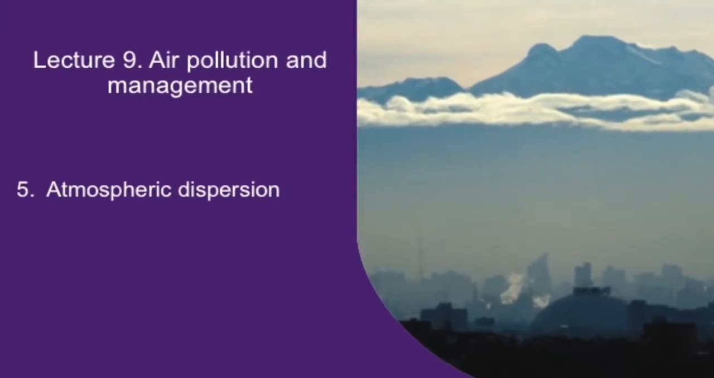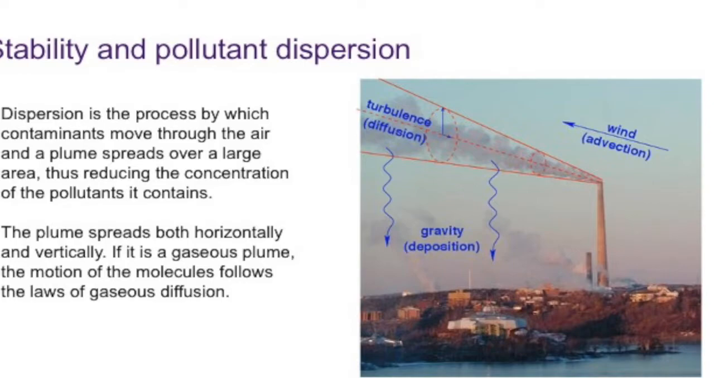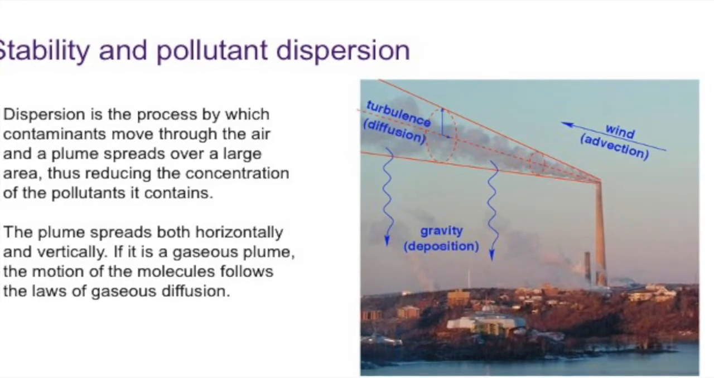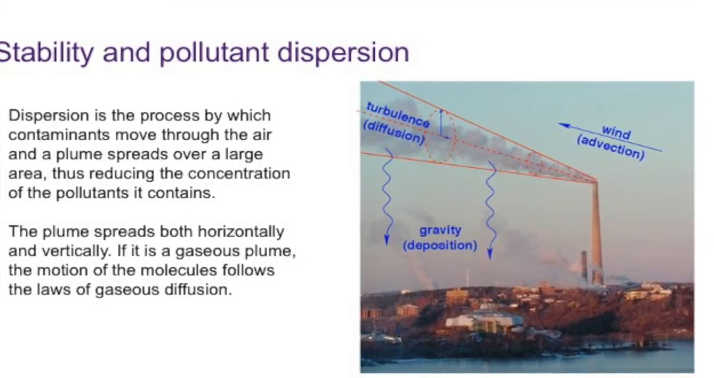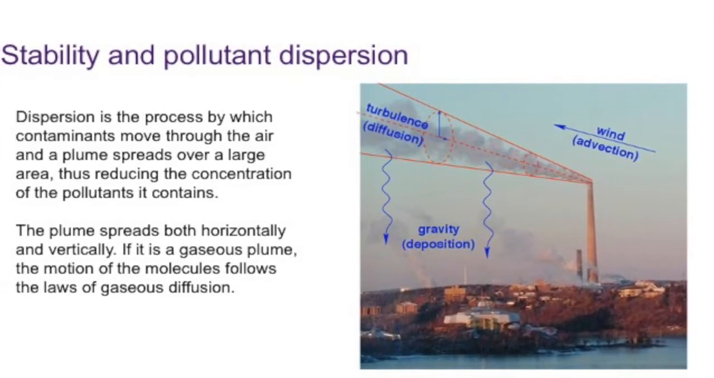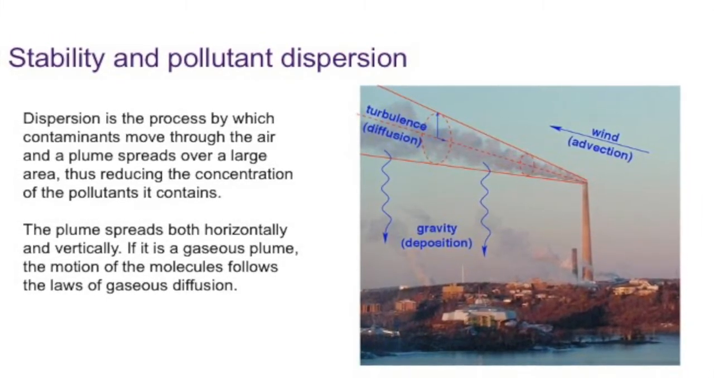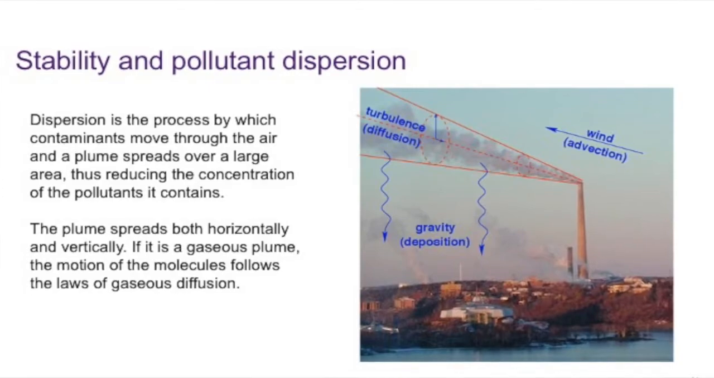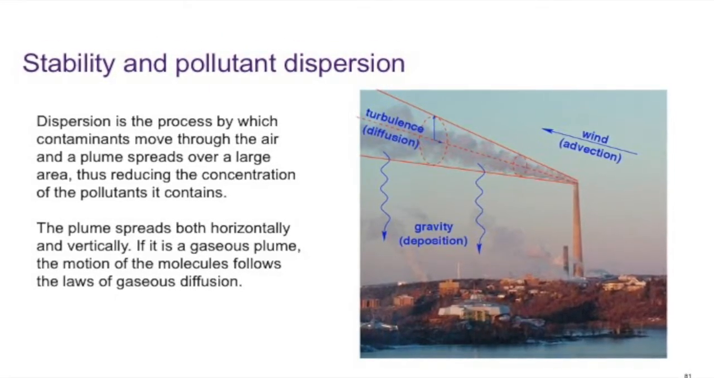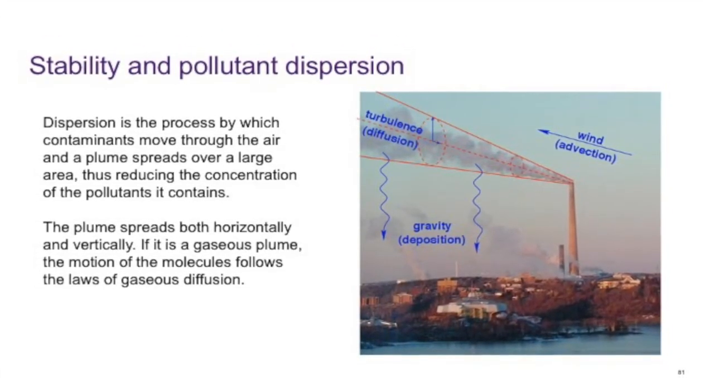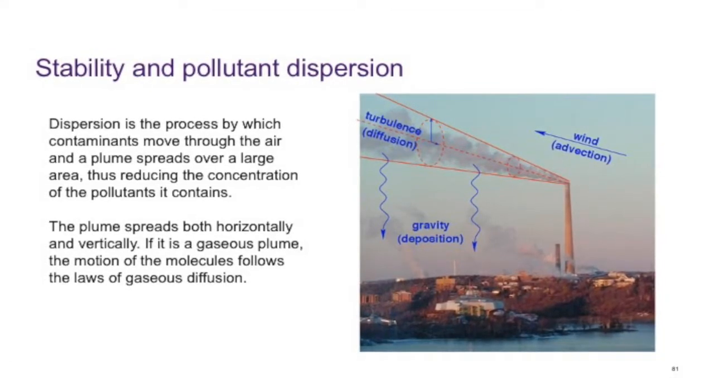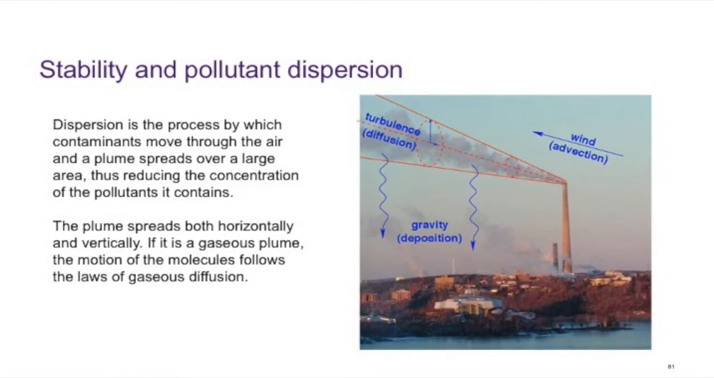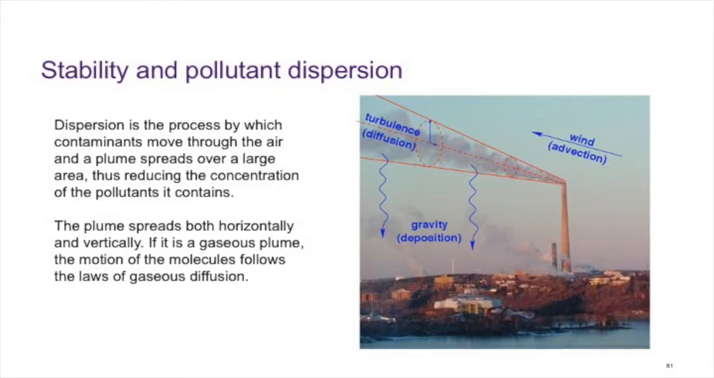We're going to talk about atmospheric dispersion. Dispersion is a process by which contaminants move through the air and a plume spreads over a large area, thus reducing the concentration of the pollutants that it contains. The plume spreads both horizontally and vertically. If it is a gaseous plume, the motion of the molecules follows the laws of gaseous diffusion.